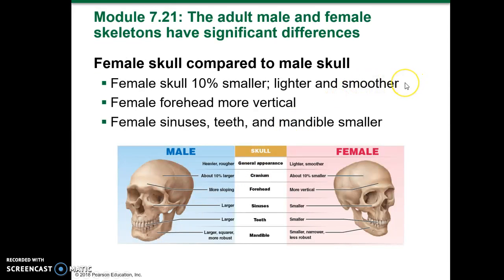Let's move on and talk about some comparisons of the male and female skeletons. The female skull is 10% smaller and lighter and smoother. The female forehead is more vertical. The female sinuses, teeth, and mandible are smaller. You see this in the pictures below.